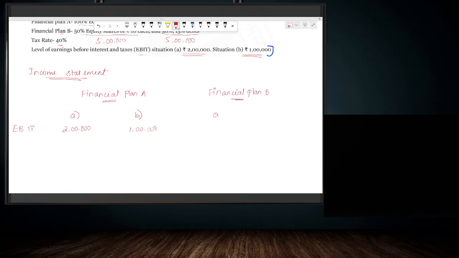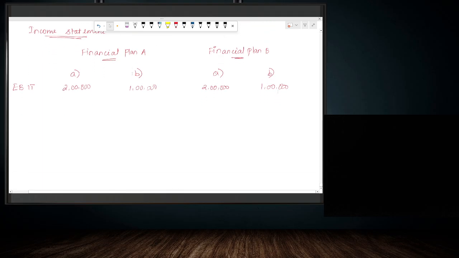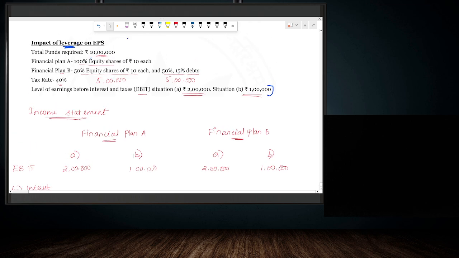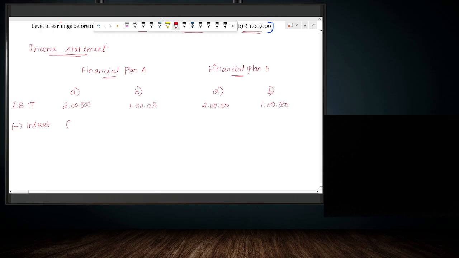Similarly, in plan B we have two situations, A and B. Under situation A the company can have 2 lakh rupees of EBIT. Situation B the company can have 1 lakh rupees of EBIT. Clear? Now from EBIT what do we need to subtract? EBIT minus interest. So in financial plan A, what is the amount of interest that will be paid by the company? There is no interest. Why? Because there is no debt in the capital structure. So in financial plan A, the interest paid by the company will be equal to 0.